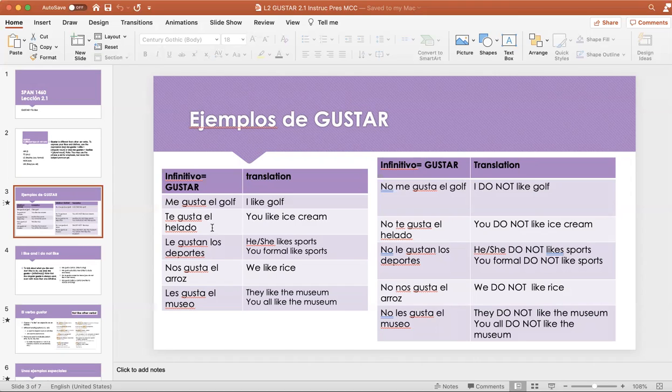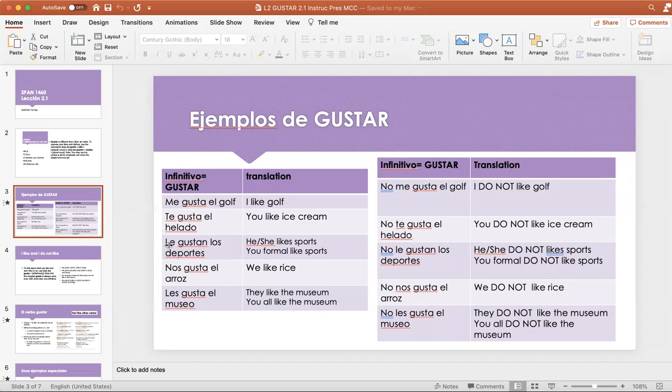¿Te gusta el helado? You like ice cream. No te gusta el helado. You don't like ice cream. Again, we use gusta because you're indicating one dislike or one like that's only the ice cream, so it's singular. Le gustan los deportes.